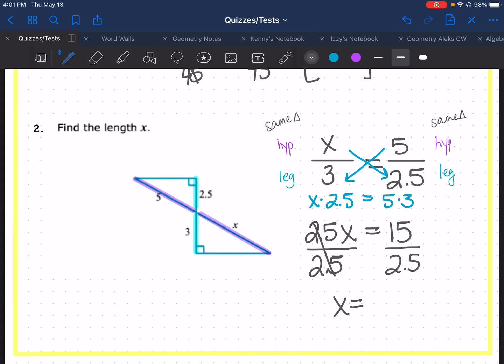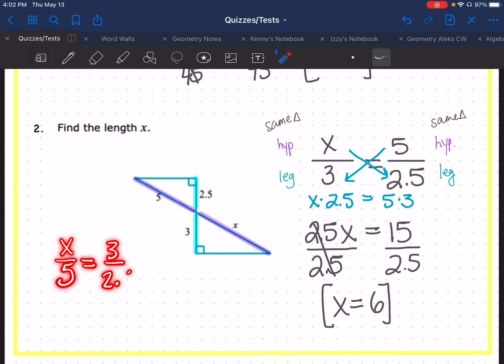I do end up with x is equal to 6. And once again, if you do get a decimal, go ahead and use Desmos to change that into a fraction if that's what's in the toolbar in Alex. Now you could have gone ahead and set this up as x over 5, the purple over the purple, and 3 over 2.5. I just want to show you that I'm still multiplying x times 2.5 like I would right here, and I'm still multiplying 5 times 3 like I did right here, 5 times 3. So it doesn't matter how you set it up, it's that multiplication that is important.